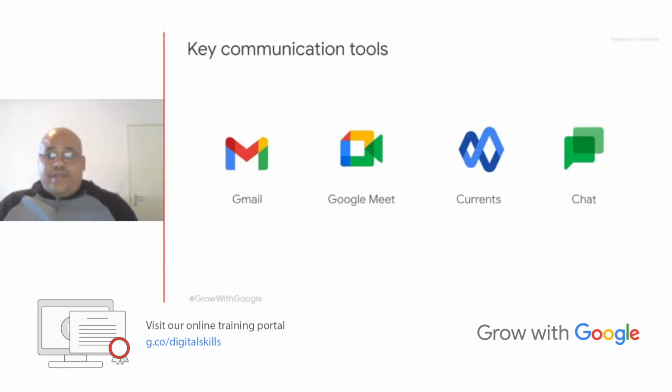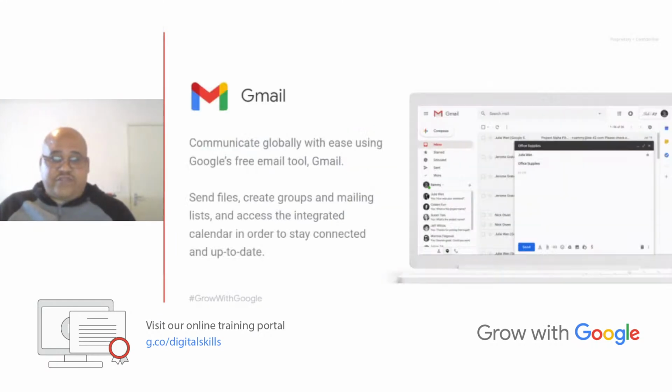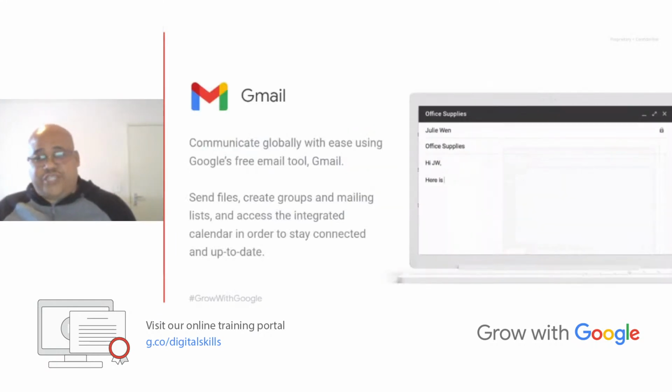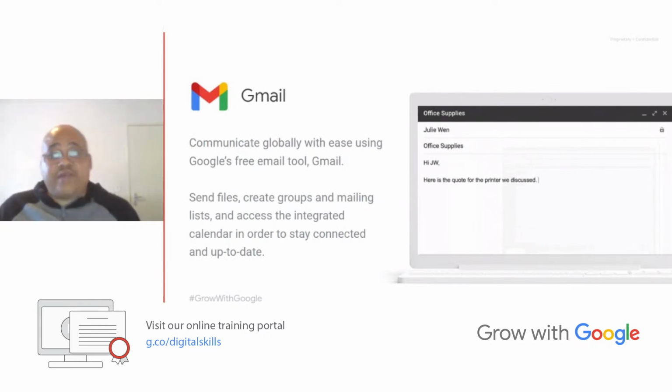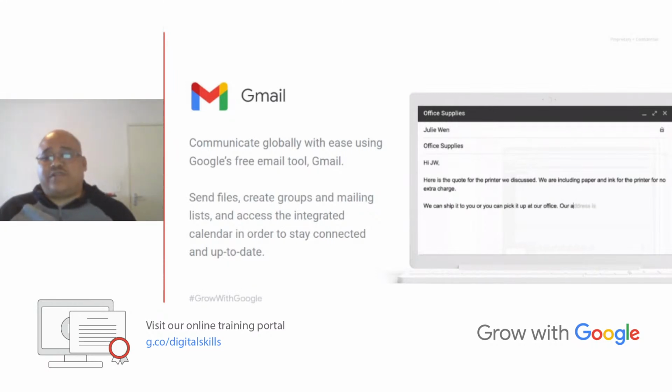There are 4 basic communication tools that you can find via Google Workspace. They are Gmail, Google Meet, Google Currents, and Google Chat. Let's take a look at each of them individually. Gmail, I think this one everyone's familiar with, and it's pretty much self-explanatory. Gmail allows you to communicate globally with ease using Google's free email tool.